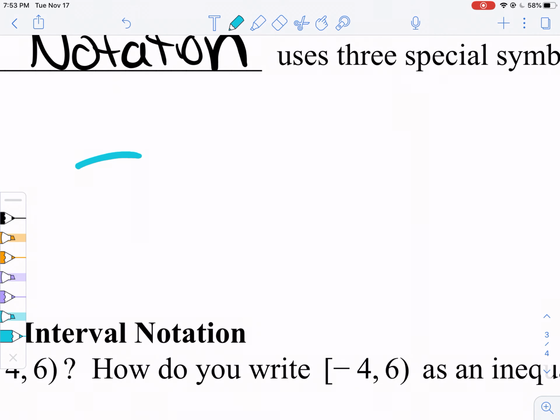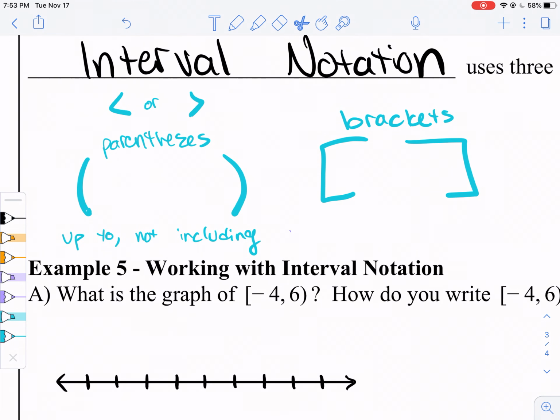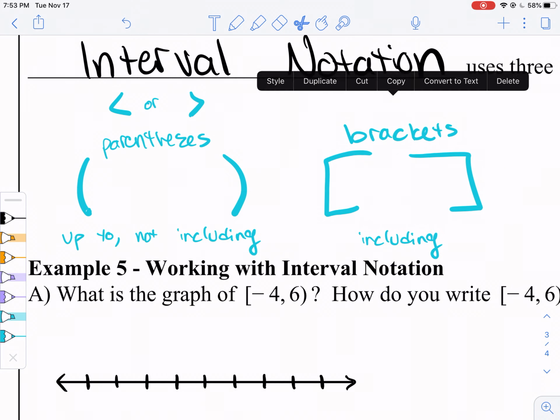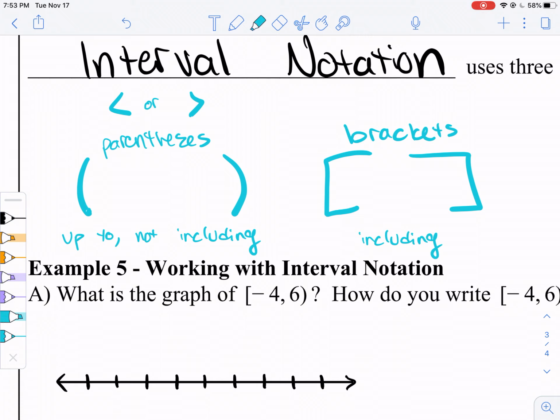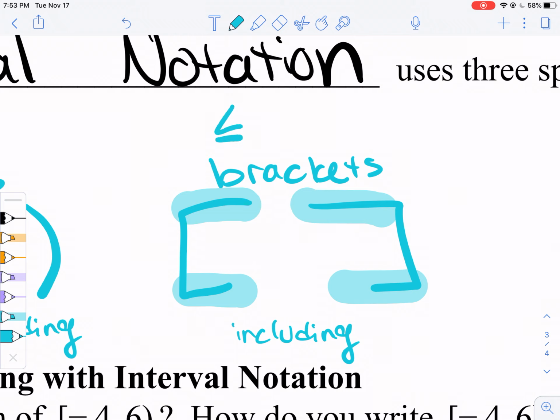If you see these, we call them brackets. As opposed to parentheses, brackets mean including, up to and including the number. When I say including, remember that they can be equal to because they have equal signs in them. So when you see less than or equal to, or greater than or equal to, use brackets because they have little equal signs in them.